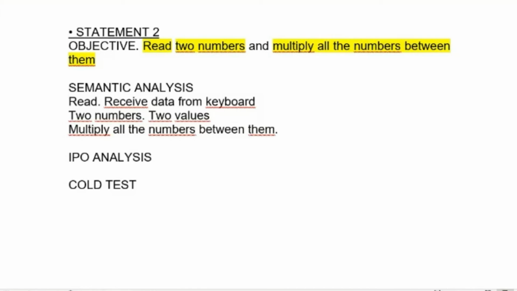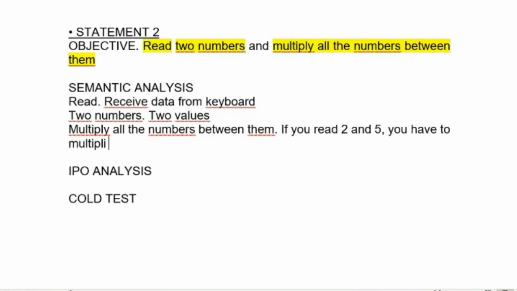means, let's see an example. If you read 2 and 5, you have to multiply 2 by 3 by 4 by 5. And that means 120. Okay? Do you understand this semantic analysis? If you say yes, it is very clear, that means you really understand the objective.